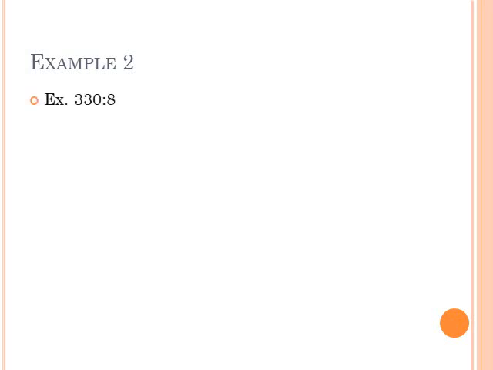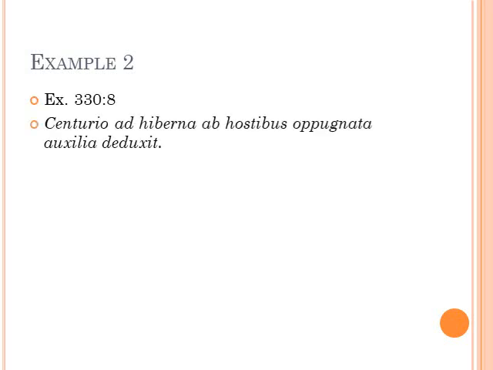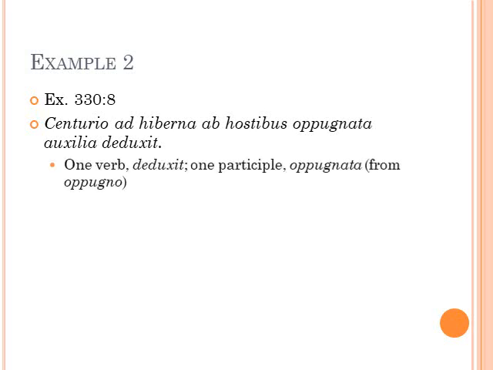Example 2, number 8. Centurio ad hiberna ab hostibus oppugnata auxilia deduxit. Now again, can you spot the participle, and can you draw a line to the noun that it is modifying? Because again, these are adjectives. You've got one verb, deduxit, and you've got a participle, oppugnata.